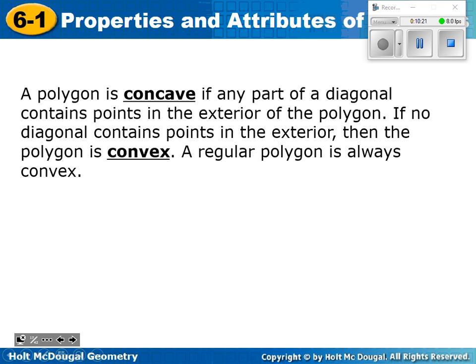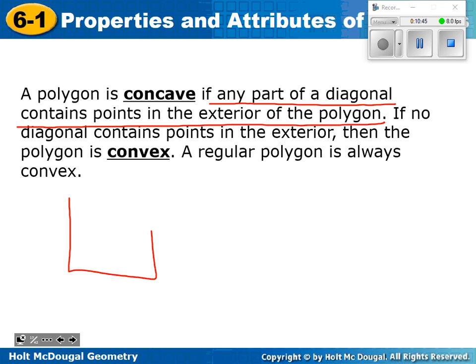Okay, so we got regular down. It's both equilateral and equiangular. The next few words are concave versus convex. The definition they give you for concave is a little bit complicated, so let me explain it. It says if any part of a diagonal contains points in the exterior of a polygon, then it is concave. Here's what that means.